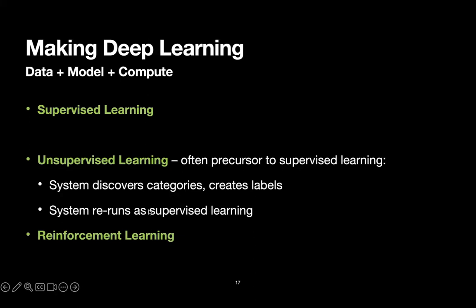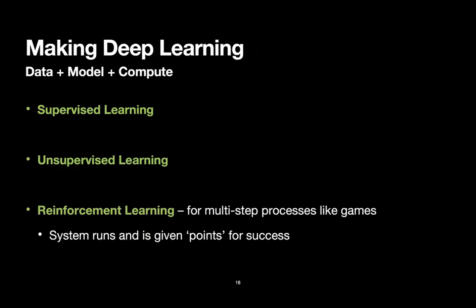As an example, this is actually part of what goes on with large language models, a point that is pretty technical and we can talk about another time. The final one is called reinforcement learning. And this one's important because supervised learning and unsupervised learning are basically telling you how to classify something. It's a point in time. In contrast, if something is a multi-step process, and a game is sort of an extreme example of that, this is where reinforcement learning is valuable.